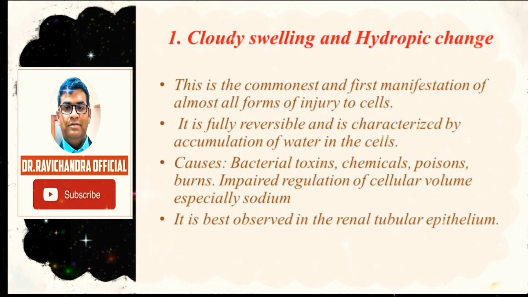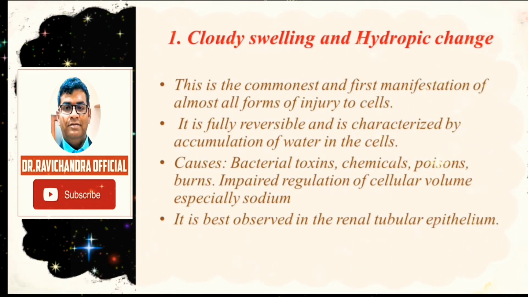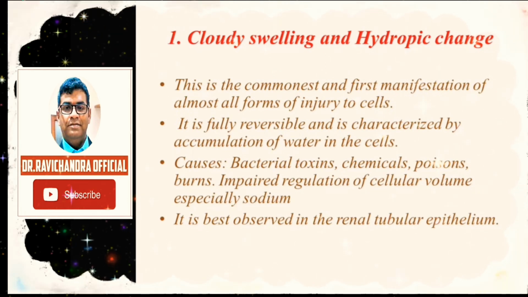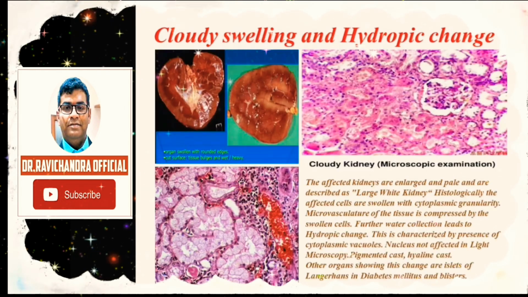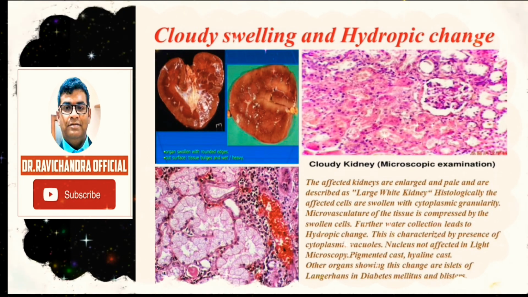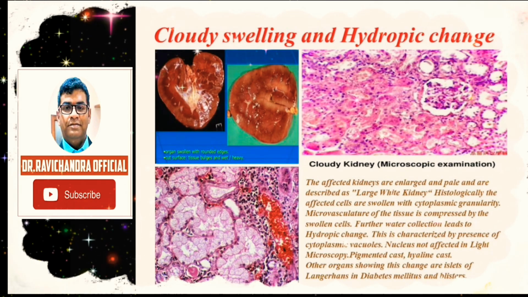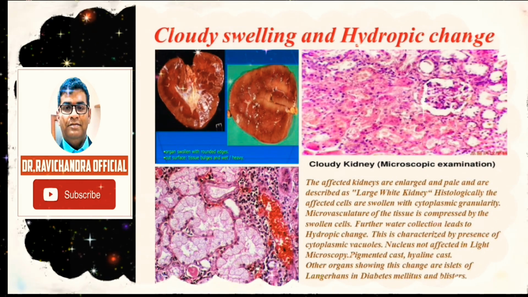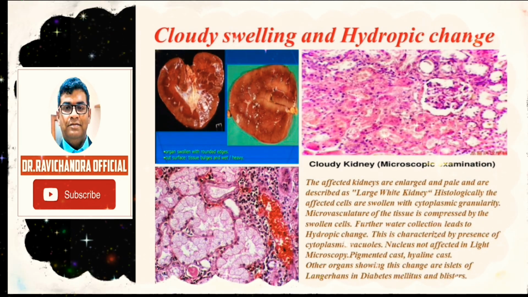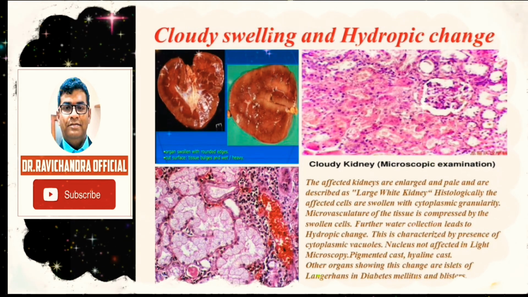Causes are bacterial toxins, chemicals, poisons, burns, and impaired regulation of the sodium pump. It is best observed in the renal tubular epithelium. The affected kidneys are enlarged and pale and are described as large white kidney. Histologically, the affected cells are swollen with cytoplasmic granularity. The microvasculature of the tissue is compressed by swollen cells.